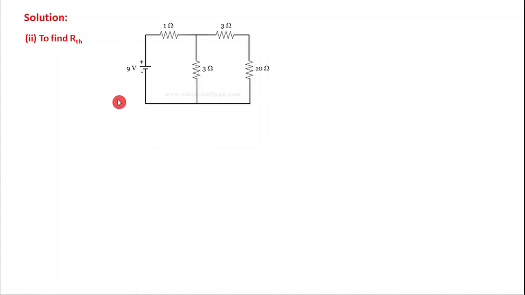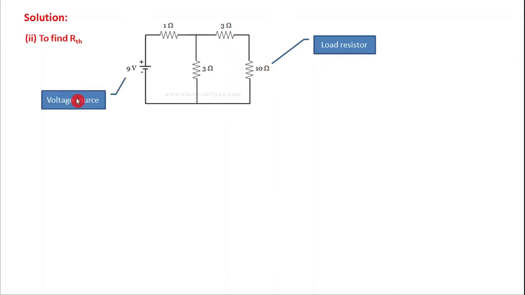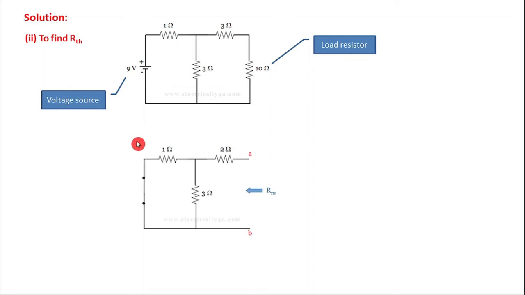To find the R Thevenin, here this is the load resistor. We have to remove the load resistor. And there is a single voltage source. We have to replace it with a short circuit. So if you redraw the circuit, you will obtain the circuit like this. Here we have removed the load resistor and the voltage source is replaced with a short circuit. Now we have to determine the resistance across the 2 points A and B.